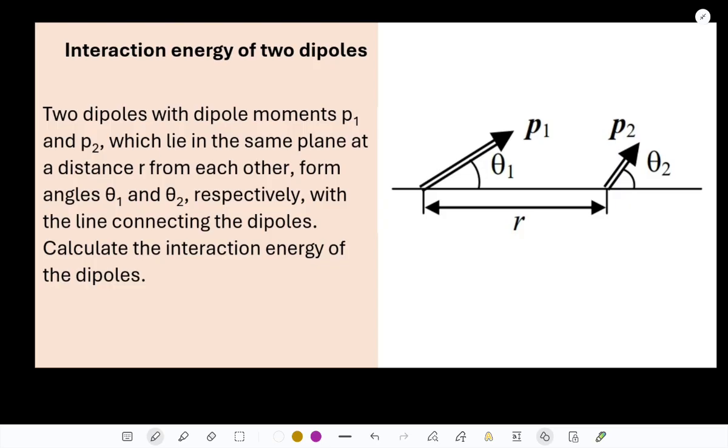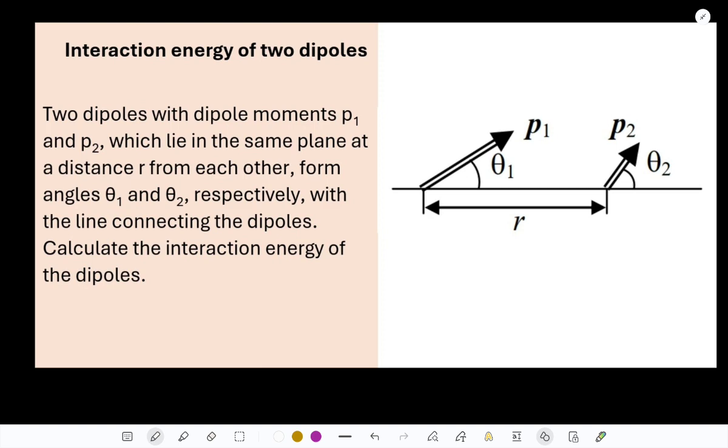So we are going to talk about the interaction energy of two dipoles. And what is it? Potential energy of the system. Interaction energies are simply potential energy of the system. So we have two dipoles with dipole moments P1 and P2, which lie on the same plane at a distance r from each other, and form angles θ1 and θ2 respectively with some reference, that means with the line connecting the dipoles. Calculate the internal interaction energy of the dipoles.